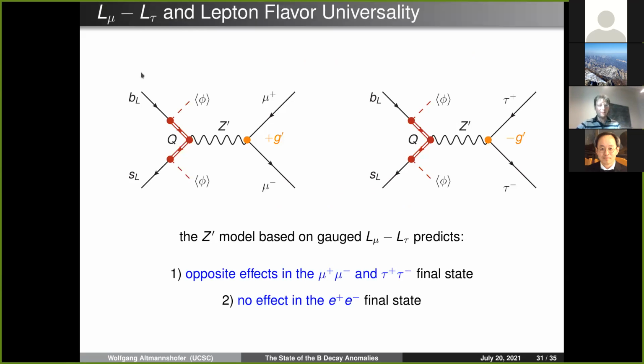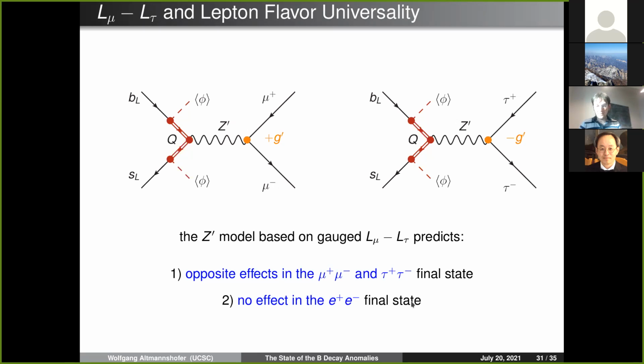A few more predictions concerning Lμ−Lτ. The smoking gun prediction of Lμ−Lτ is that one gets opposite effects in muon and tau final states. So the coupling of the Z prime to muons and to taus has an opposite sign. If you, for example, reduce the B to S mu mu rates by a certain amount, you would expect that you enhance the corresponding rate into taus by the same amount, and the decay modes into electrons are unaffected. That's also the smoking gun characteristic signature of that model.